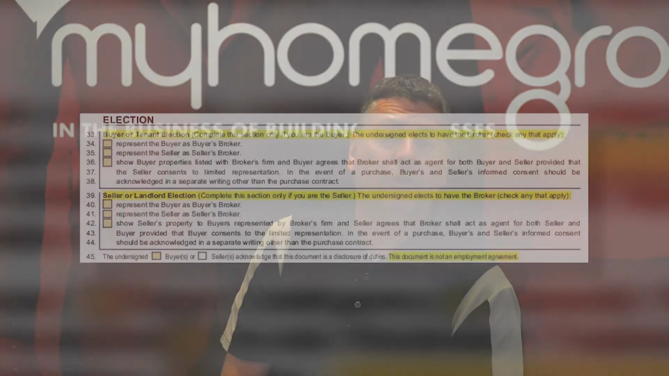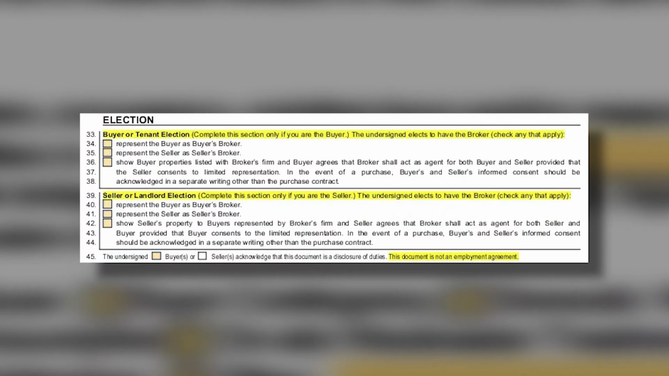If we flip the script and we go down to the seller elections, that seller we just mentioned a minute ago who wants us to represent them fully would check the box on line 41, full representation. I always make a fist when I say that. If they're okay with other MyHomeGroup agents showing the property and they're okay with limited representation, or I usually make this symbol, if they're okay with us having handcuffs on, so to speak, they would also check box 42.